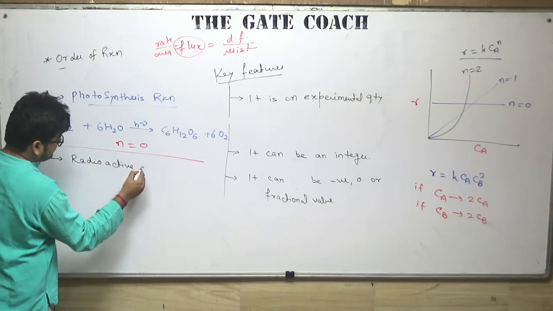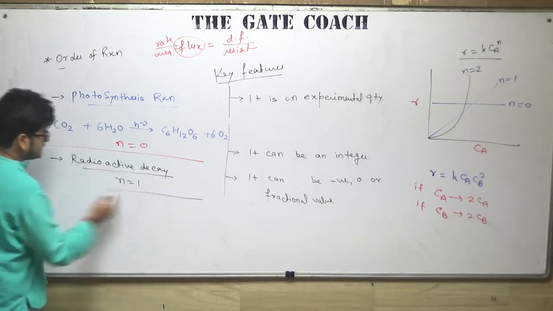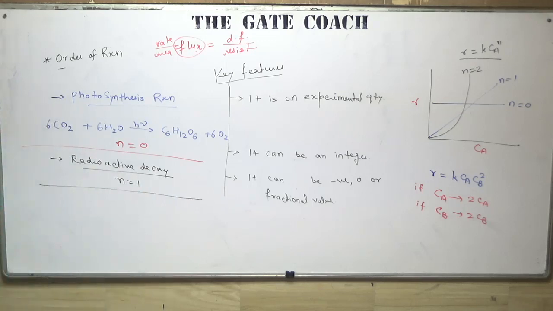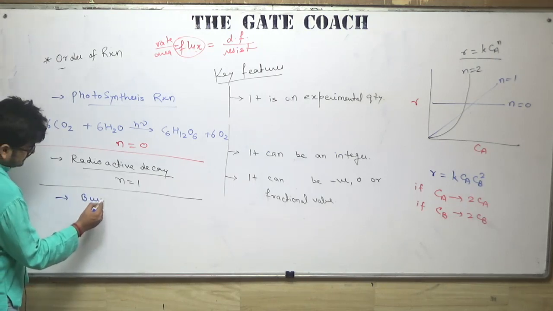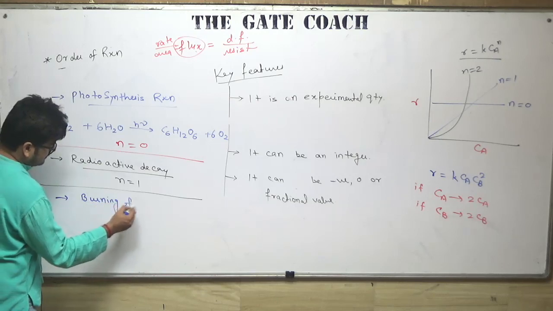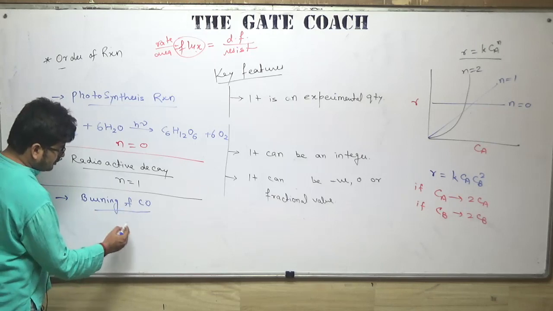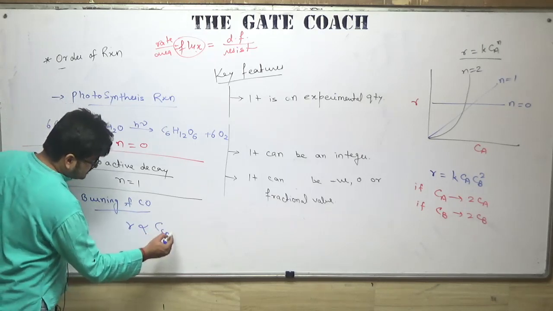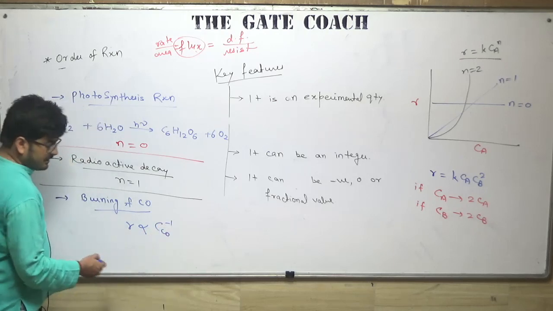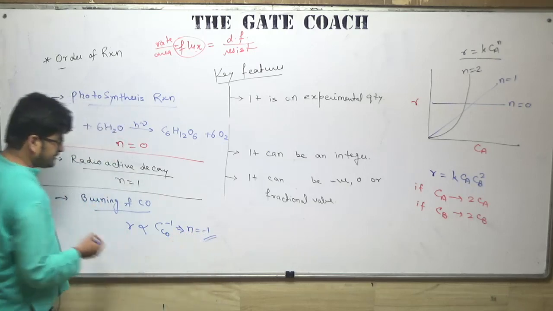Second, radioactive decay. Most of the radioactive decompositions follow first order kinetics. Third, burning of carbon monoxide. For burning of carbon monoxide, rate is proportional to concentration of CO power -1. Means that is the example of -1 order of reaction.